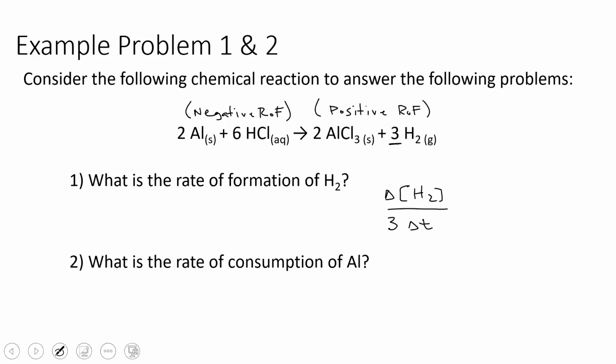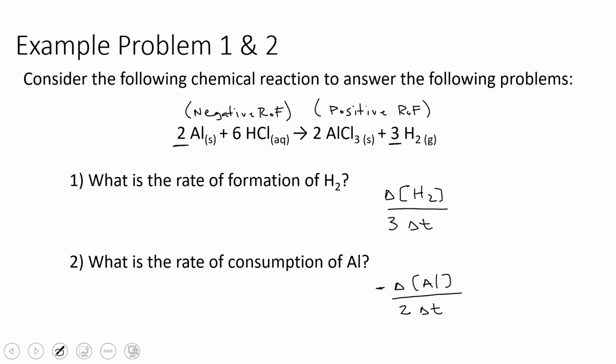Now, what if I ask you about the rate of consumption of Al? Now, we're again going to do the change in the concentration of what we're talking about. We're going to put that over change in time. Now, in this case, because aluminum is used up, we have to actually throw a negative on it. So now that we have this negative sign, we also still have to factor in that coefficient. So here again, we have a 2 right next to it, so we have 2 on the bottom. So this one is actually -1/2 change in concentration of aluminum over change in time.